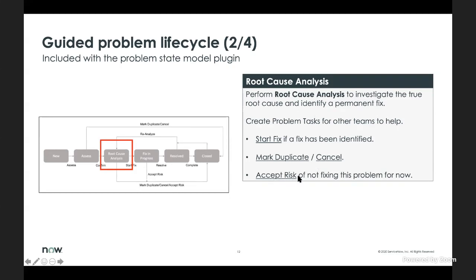The other thing we've done is, instead of an on hold or pending type state, we introduced accept risk, which is a bit stronger wording. Basically you're accepting the risk of not fixing this problem for now, and we'll ask you for a reason why as well. The other reason we've done that is it means you can identify those problems where you've accepted the risk, easily find them, and filter by them later on.